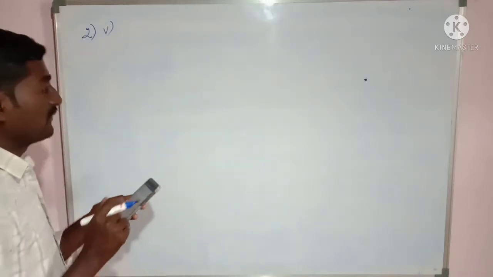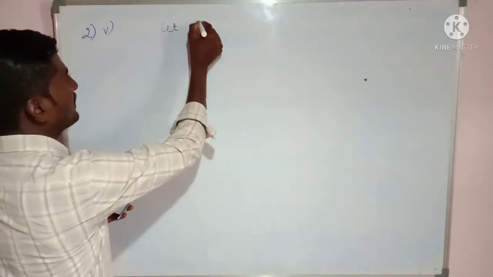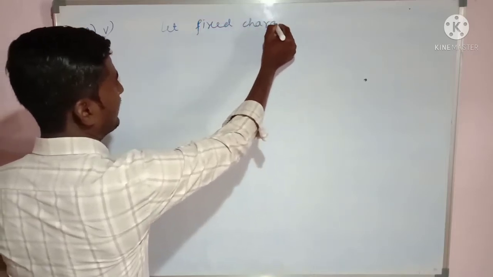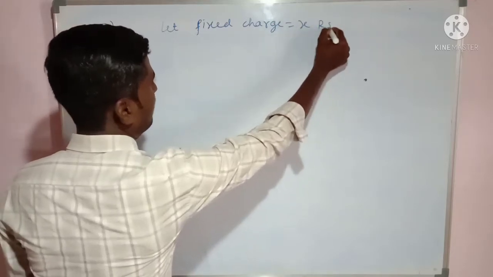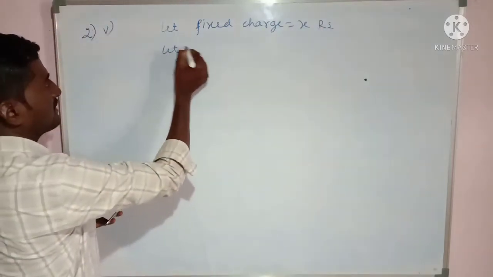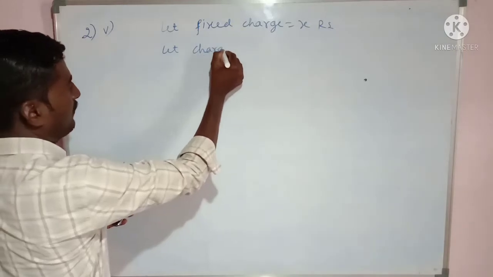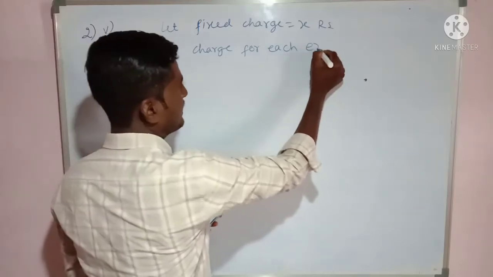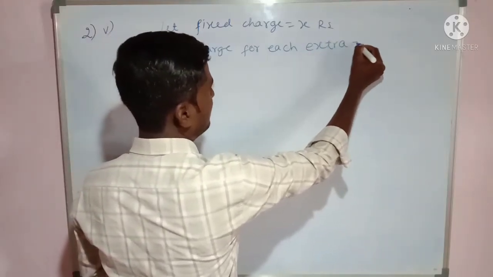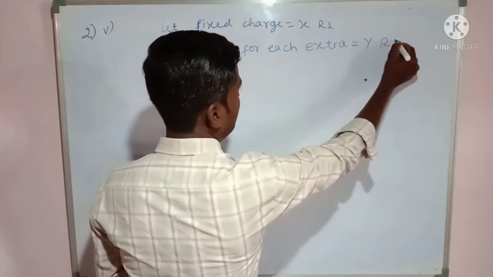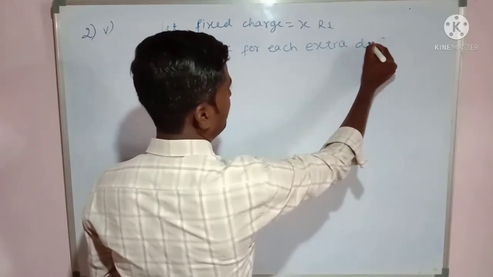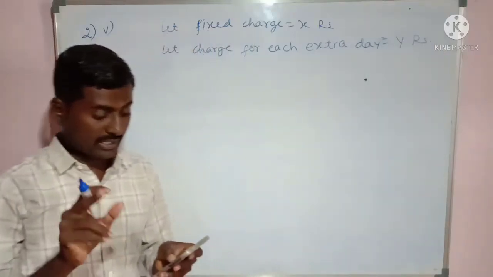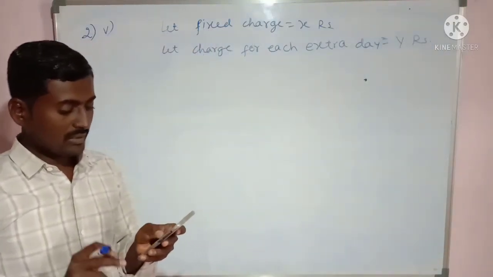Let us take the fixed charge. Let the fixed charge be x rupees. And next, let the charge for each extra day be y rupees. Okay. Now you can see the statements. First one is what?